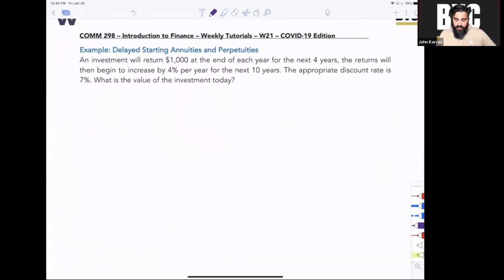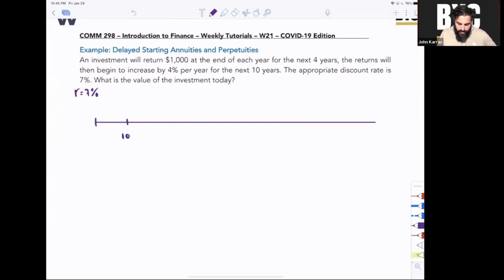An investment will return $1,000 at the end of each year for the next 4 years. The returns will then begin to increase by 4% per year for the next 10 years. The appropriate discount rate is 7%. So this is not so much a delayed question, although there is that element in it. This is what I typically like to refer to as complex timelines, because they're timelines or cash flows that change. Every question we've seen so far has been just an annuity or just a perpetuity. But what if I tried to complicate that and I gave you something like this question, right?